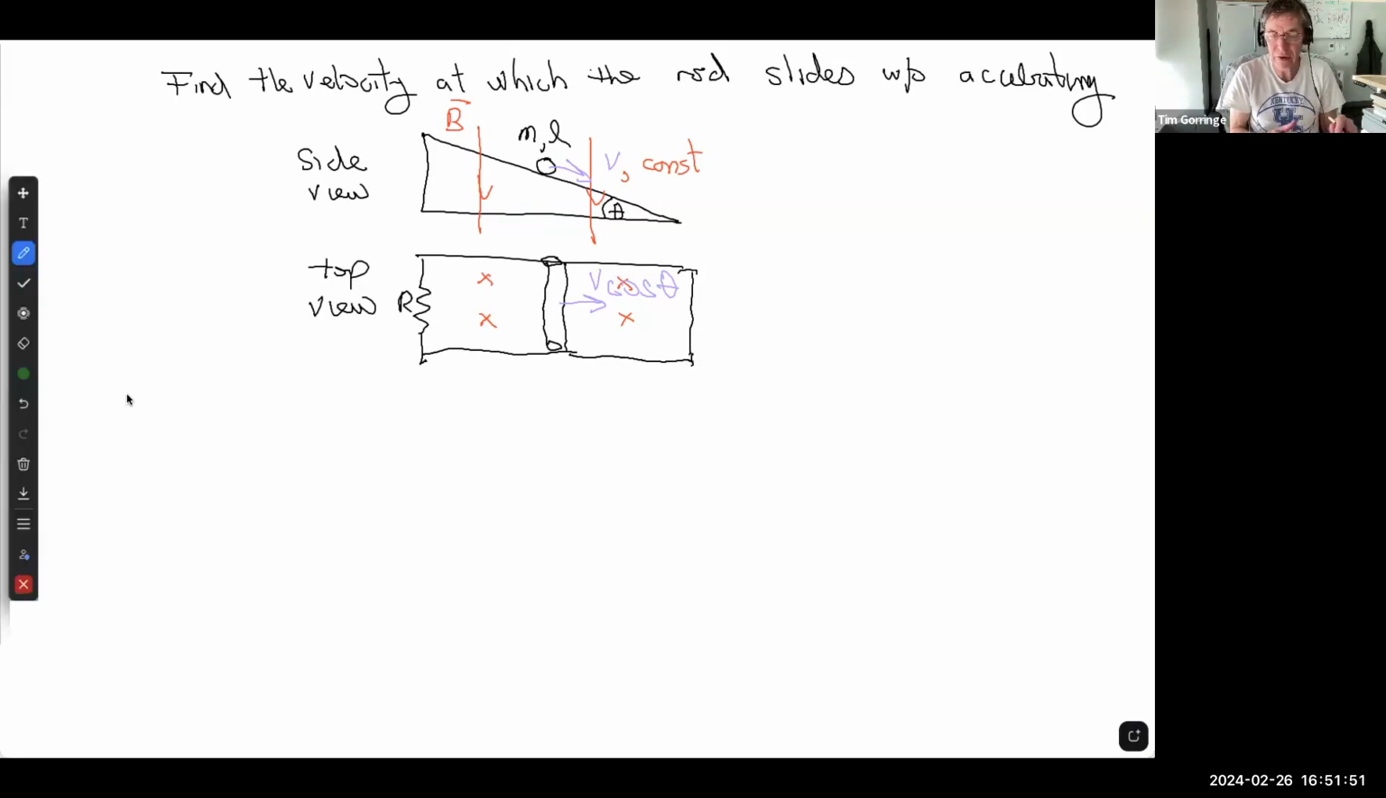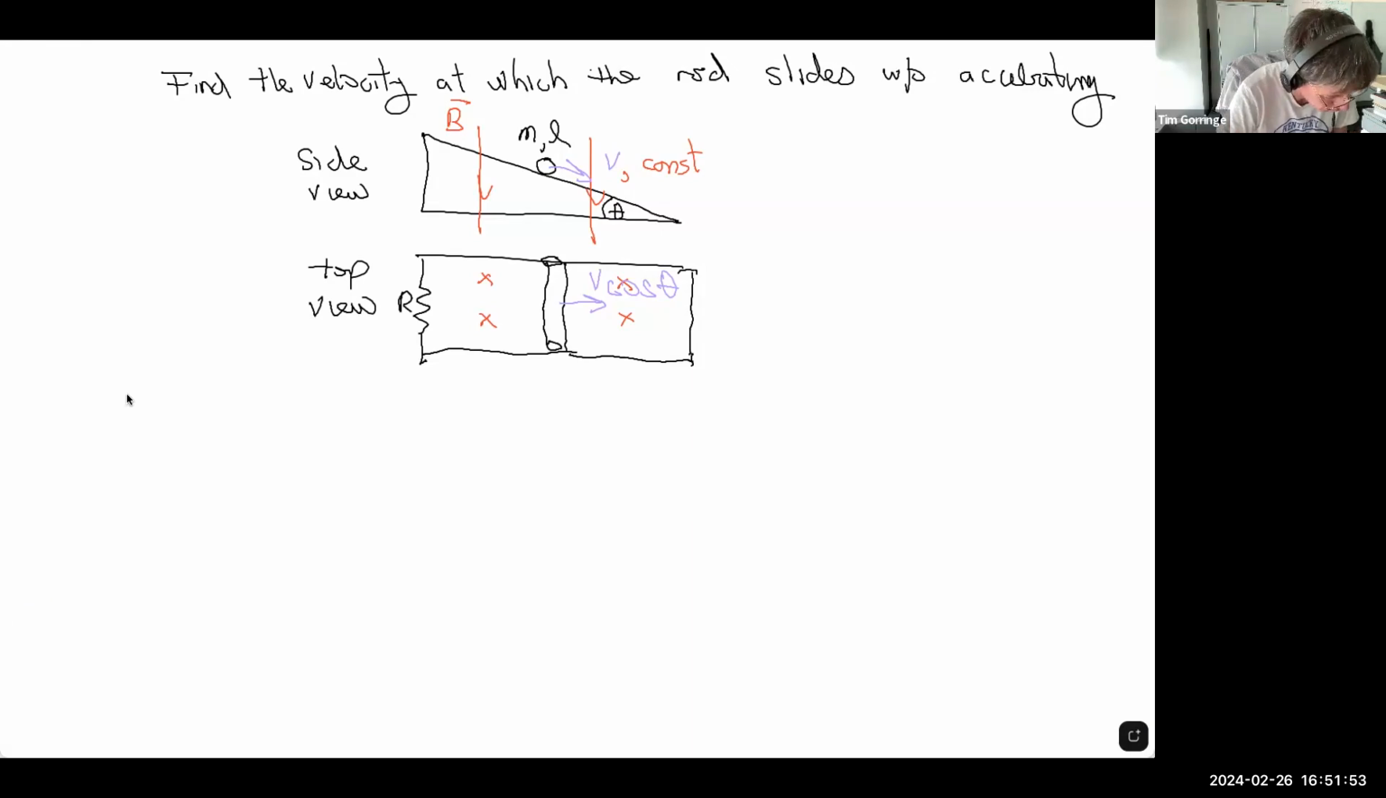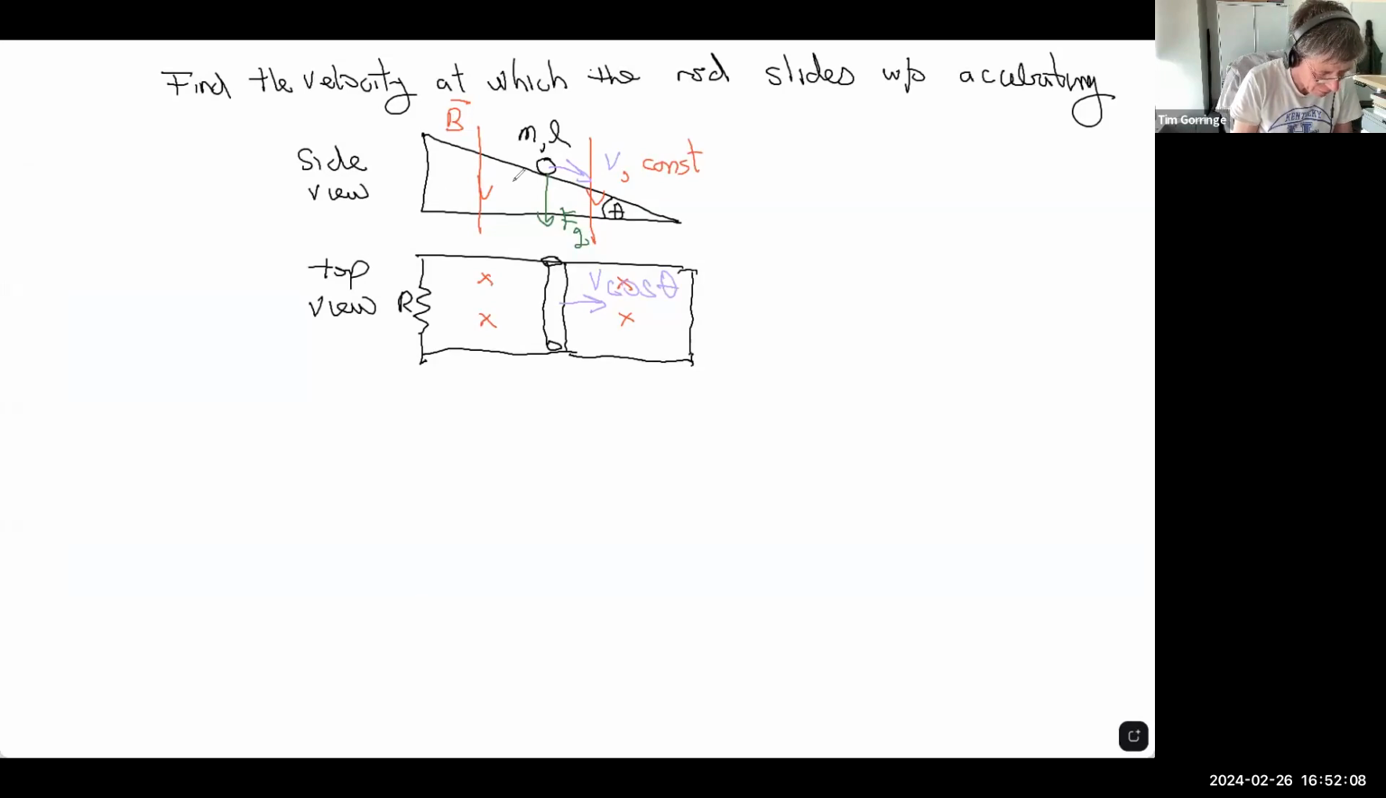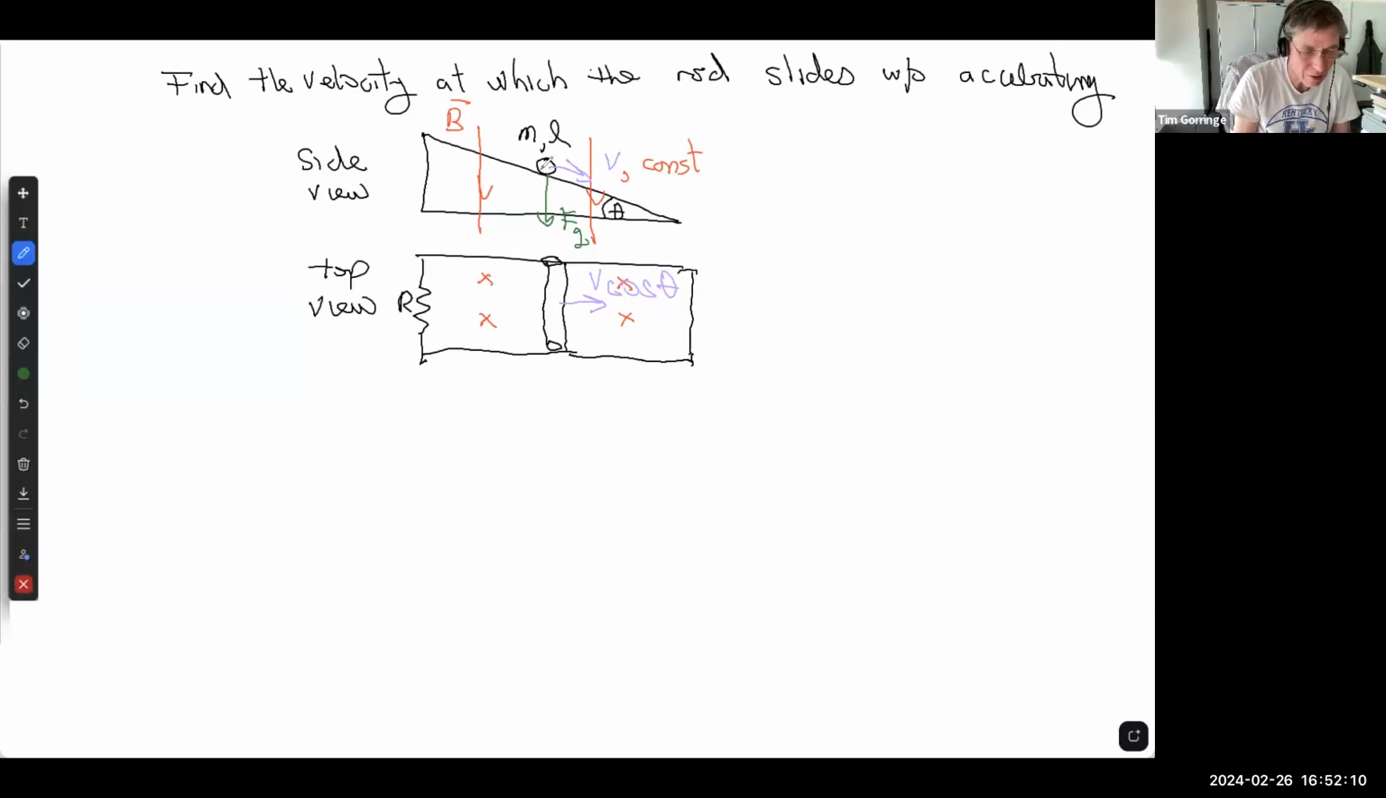So let's start with the gravitational force. Of course, we know that the gravitational force acts straight downwards, so I'm going to draw it in green. Here's the gravitational force straight downwards. And then I'm going to draw the magnetic force. Now, the magnetic force is a little bit trickier to see how that arises.